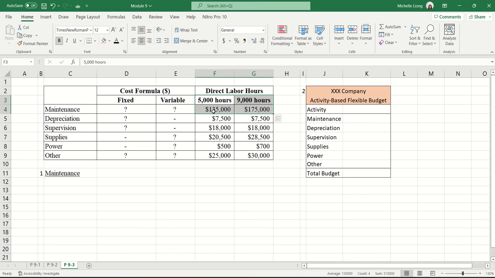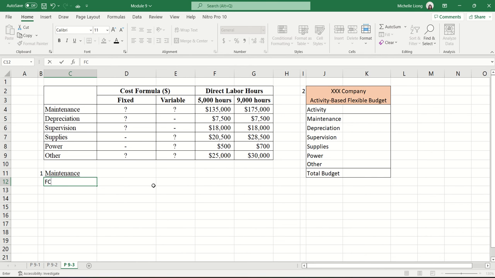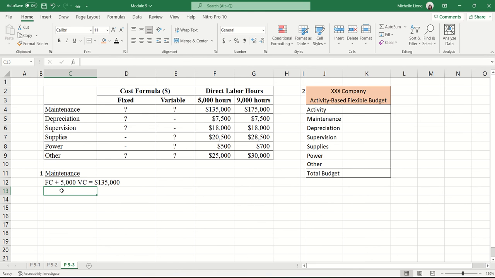Okay, so for this, we can say fixed cost is always fixed cost. It's always the same. We just need to add 5,000 of variable cost, and we have the total of $135,000. Does this make sense? I hope it makes sense for you, I mean the equation, okay?